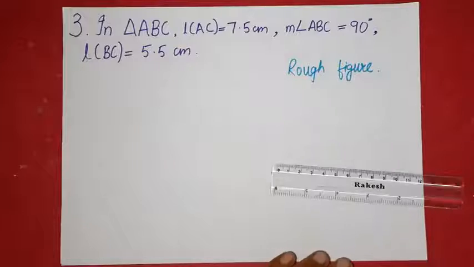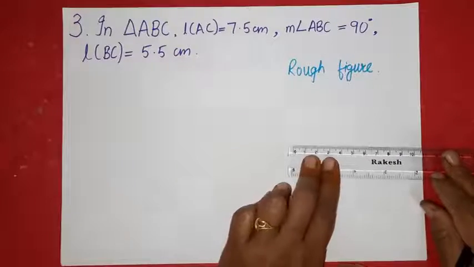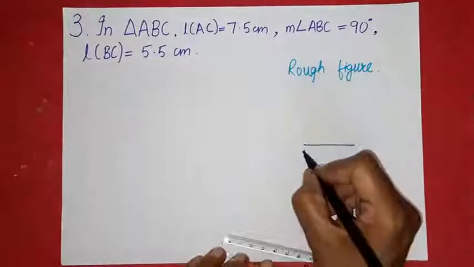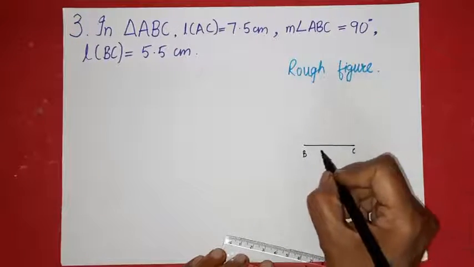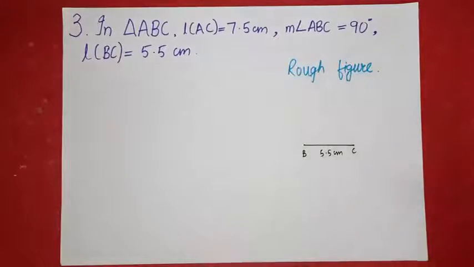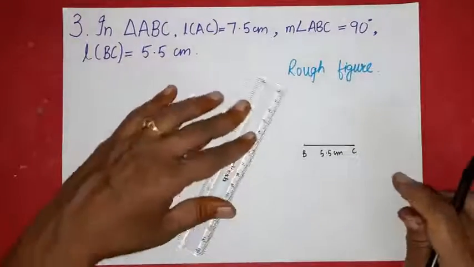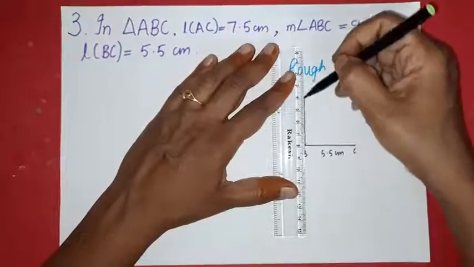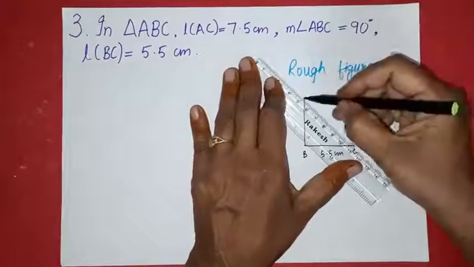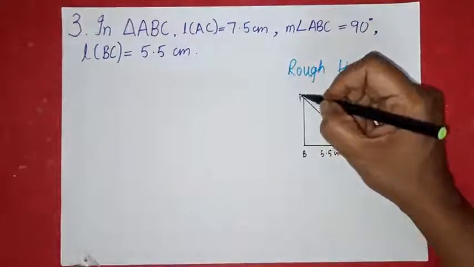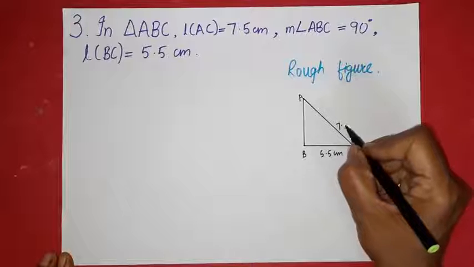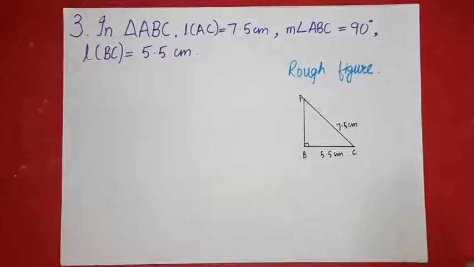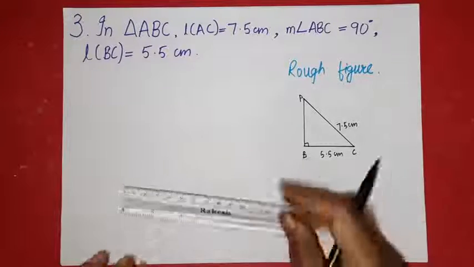Now we will draw the rough diagram. We will take the side forming the right angle, that is segment BC, as the base. So we will give the name BC here as the base. It is of 5.5 centimeter. Right angle is formed at the vertex B, so we will show the right angle at vertex B here like this. And join this. This is the vertex A. This is the hypotenuse AC of 7.5 centimeter and vertex B forms the right angle. Now let us start with the exact diagram.